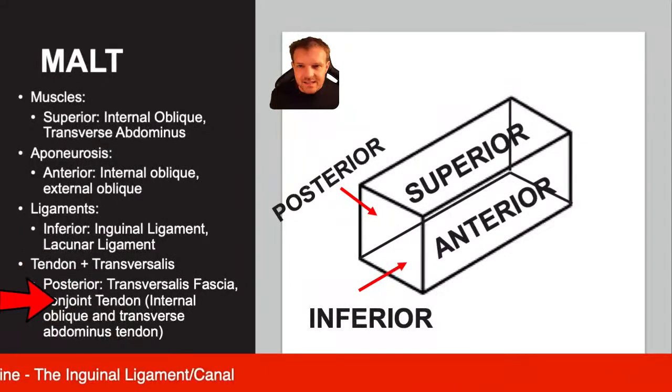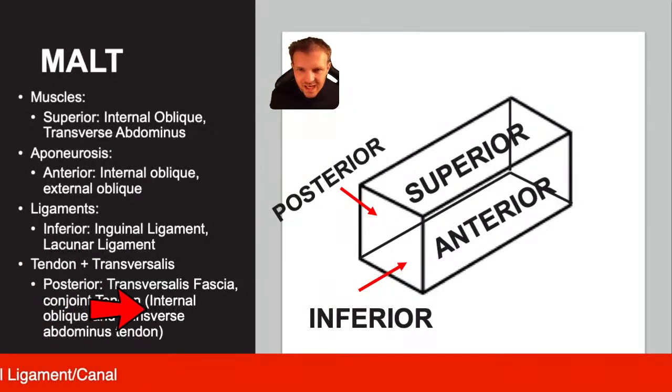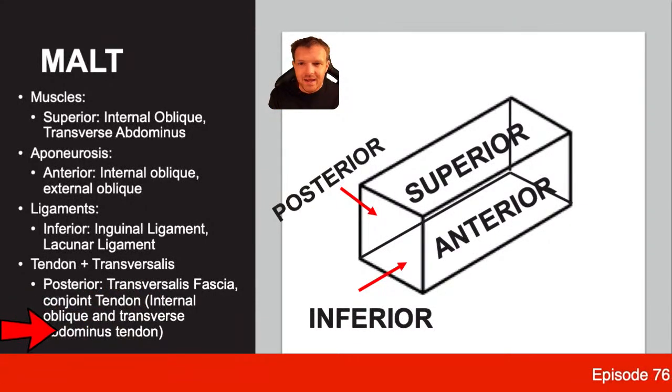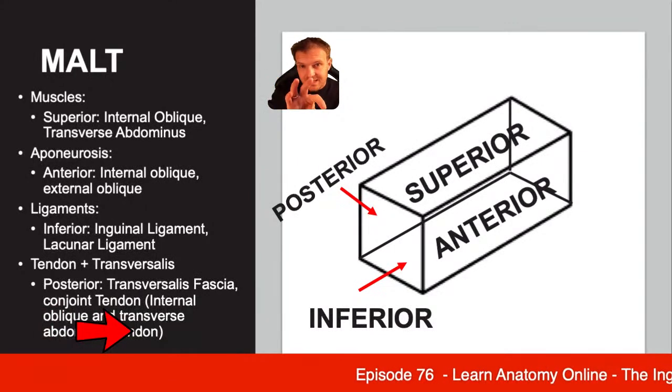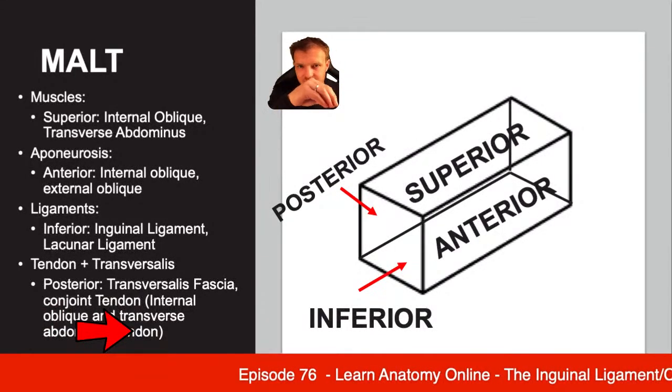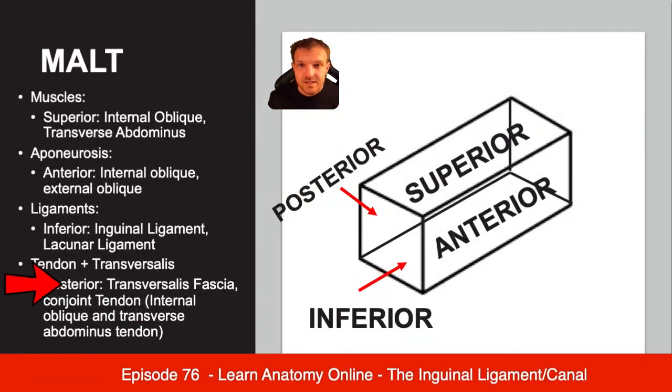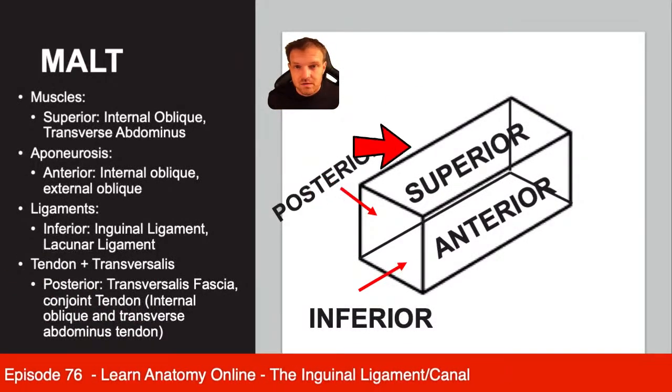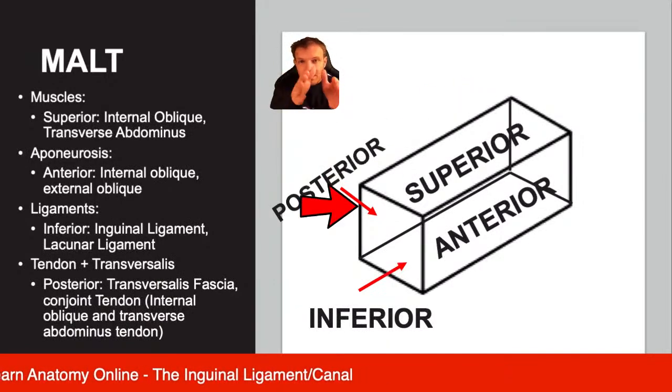And then there's another tendon called the conjoint tendon, and this is the tendon part of the internal oblique and the transverse abdominis tendons. So obviously the muscles have a tendon at the end, and these tendons join together, and they form the back wall. So this back wall here of the canal.